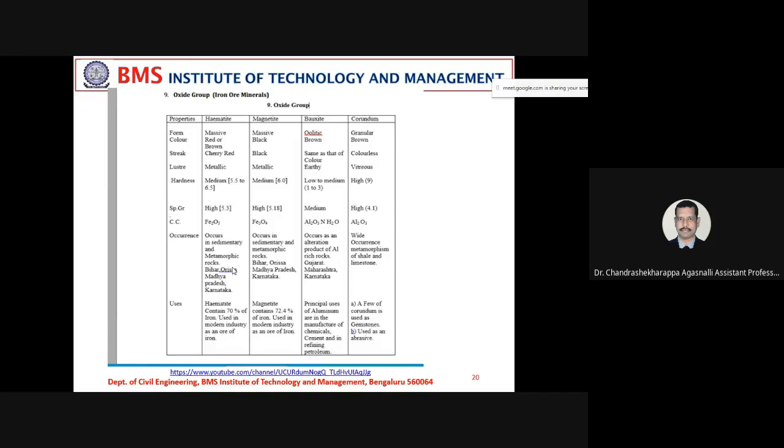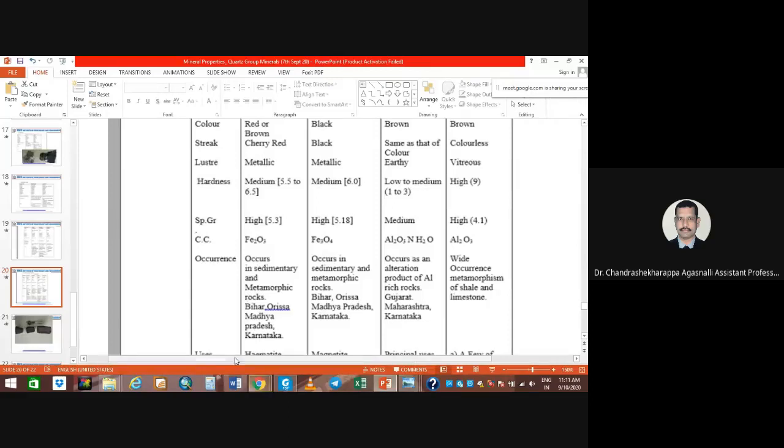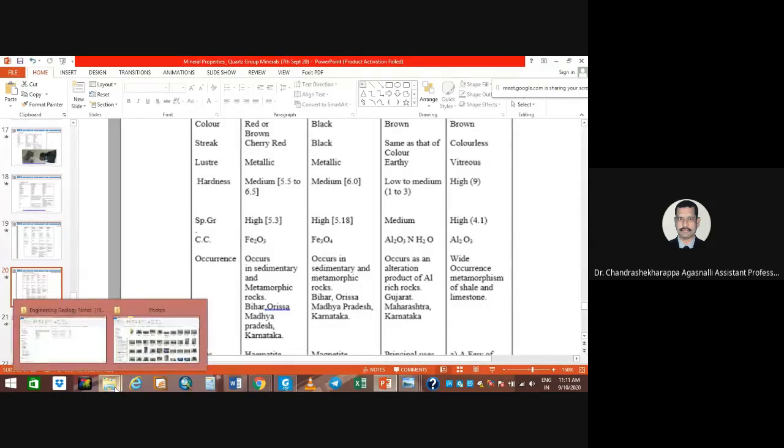The properties are the same for hematite and magnetite, except the streak, the color when you rub this mineral with the streak plate. The color in magnetite is black, and in hematite it's a cherry red color, and the chemical composition is changed, and the rest of the properties are almost the same here. Okay, let me show you some of the field photographs, how it looks.